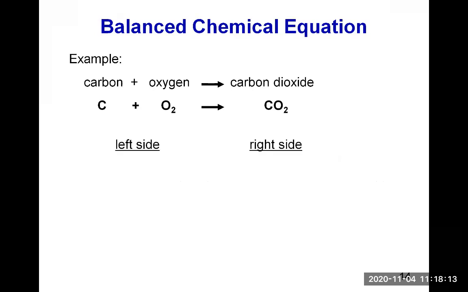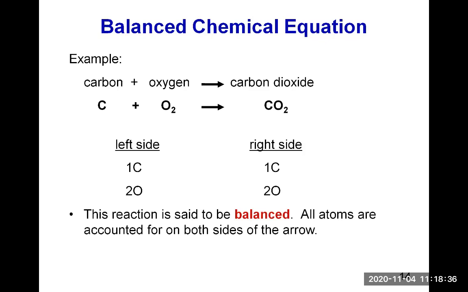So let's count the number of atoms of each kind on both sides. On the left side, we have 1 carbon, and on the right side, 1 carbon. On the left side, we have 2 oxygen atoms in the diatomic molecule of oxygen, and on the right side, we have 2 oxygen atoms in the carbon dioxide. So because we have the same number of atoms on both sides of the arrow, we say that this reaction is balanced. All atoms are accounted for on both sides of the arrow. And so it satisfies the law of conservation of mass because we have the same number of atoms of each kind on both sides.